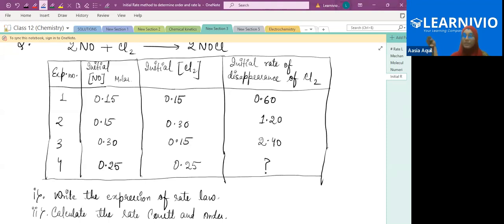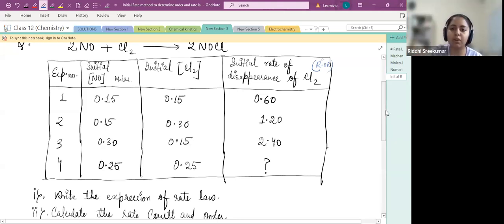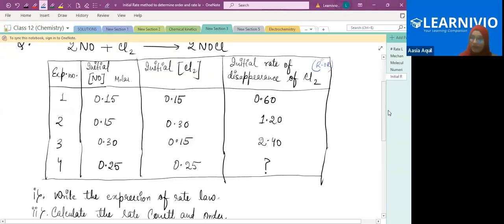Because here the stoichiometry is only 1. If the stoichiometry there were 2, we would have to multiply it by 2. So in this case, we can take the initial rate of disappearance of Cl2 as the rate of reaction, but not for all types of reaction, only if the stoichiometry is 1. So for this question, the last column is also equal to the rate of reaction.